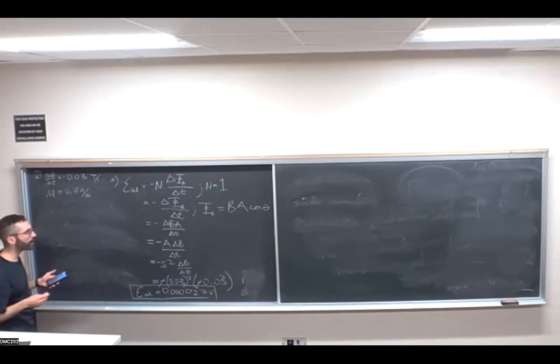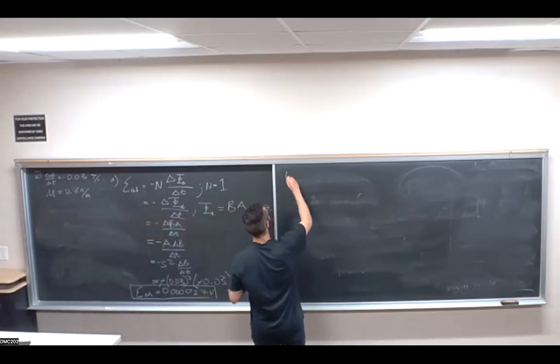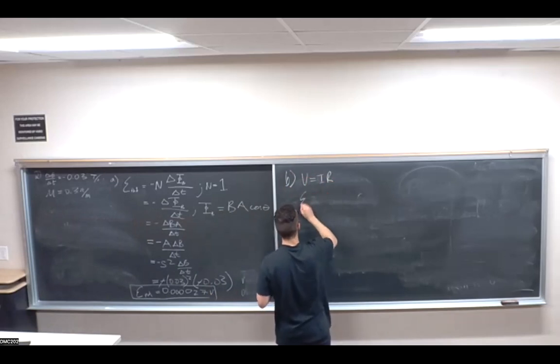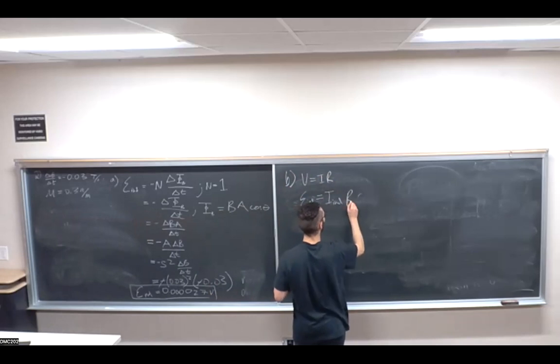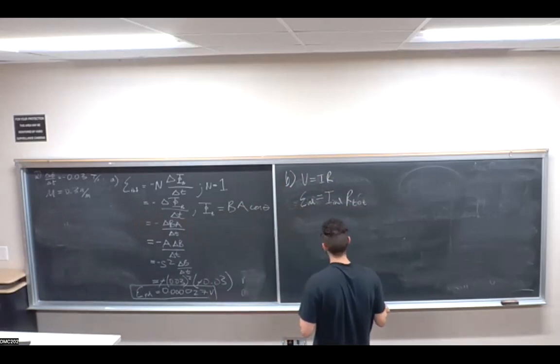So how do we get I induced? Well, we need to do that through Ohm's law. Sorry, I have a bad chalk right now. So V equals IR, or as applied in these scenarios, the induced EMF equals the I induced times the total resistance. Okay? But what do we know?